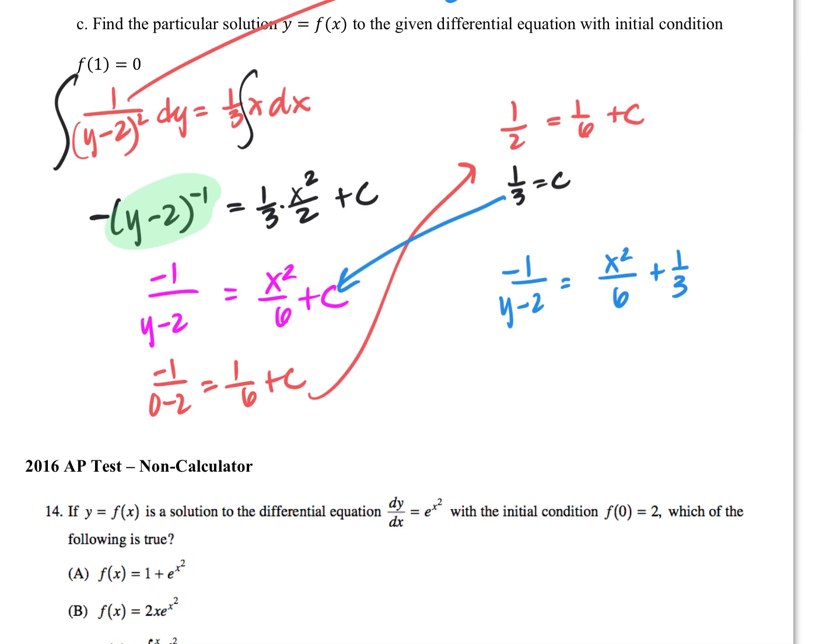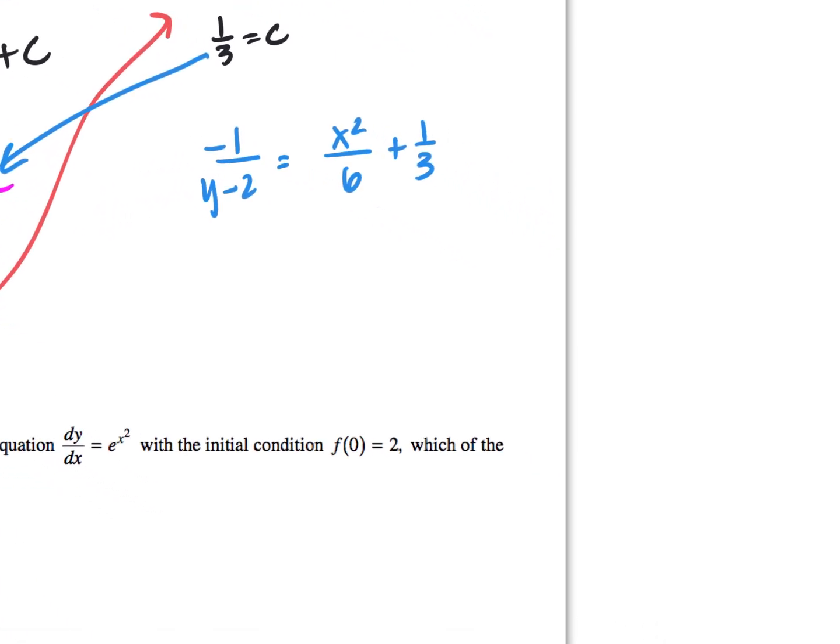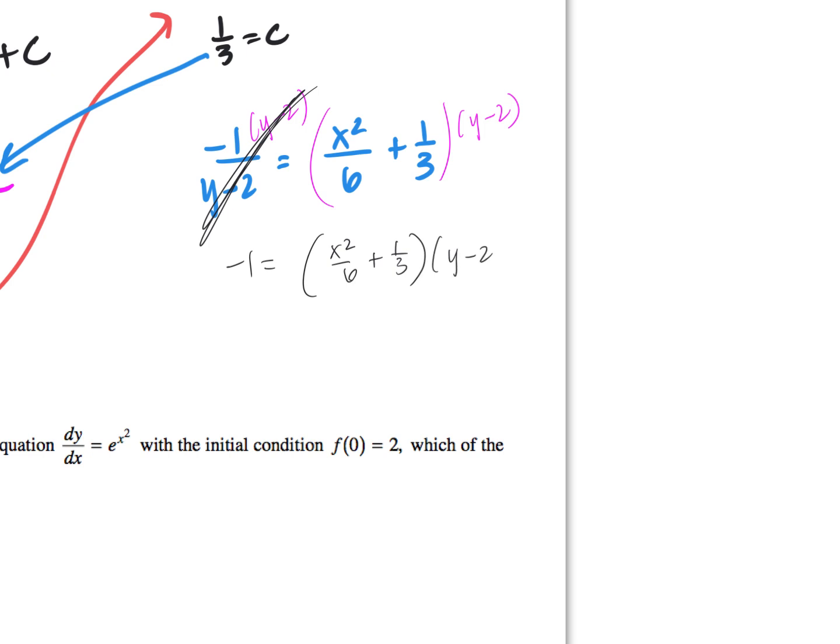We don't care. How can we start getting y by itself? Where is it right now? Get it out. How are we going to get it out? Y minus 2. Do I want to distribute that to the right side? I don't, because my goal is to get y by itself, so I don't want to put it with multiple things. I want to keep just one y, because my y's over here are canceling. And I'm left with negative 1 is x squared over 6 plus a third times my y minus 2.